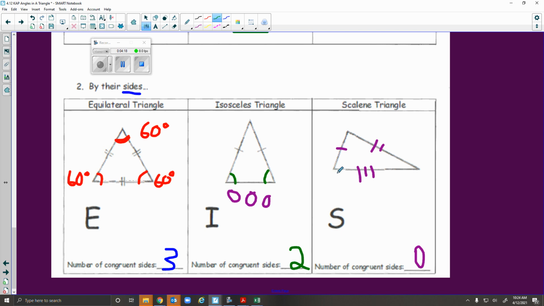Okay. We can also classify by their sides. An equilateral triangle means all of the sides are equal. These little hash marks in the side mean that the length of the side is identical. They're the same. They're congruent. Three congruent sides.